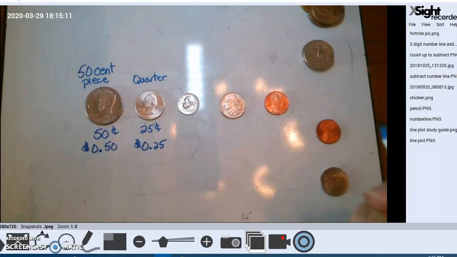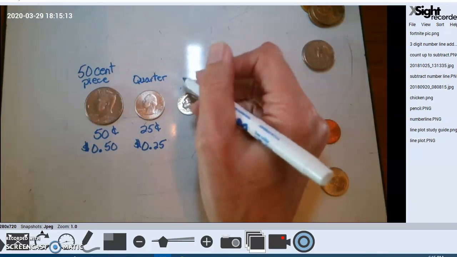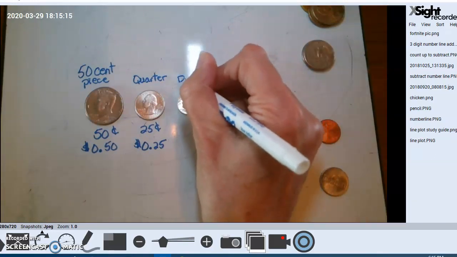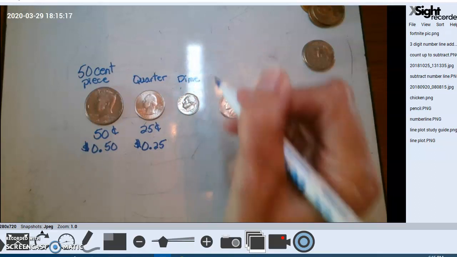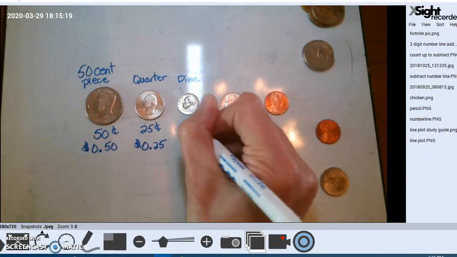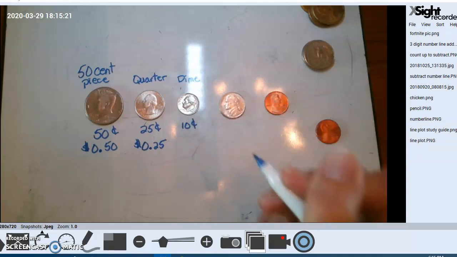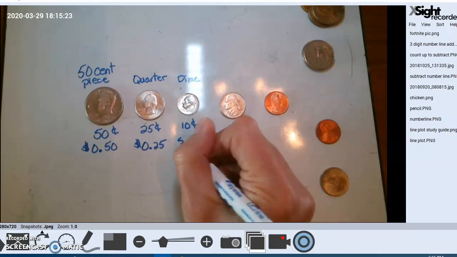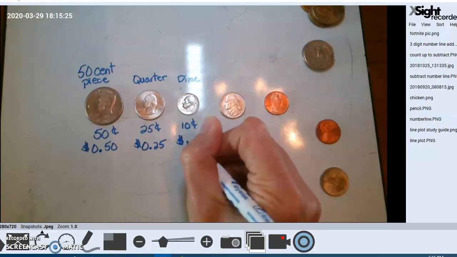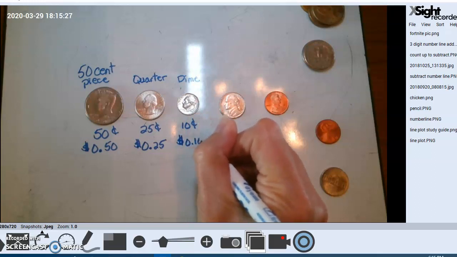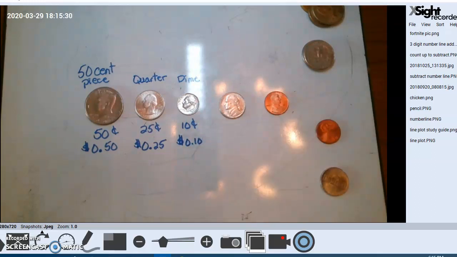This is a dime. A dime is the smallest in size, but interestingly, not the smallest in value. A dime is worth 10 cents. I would write that with a $, 0, decimal, 1, 0.